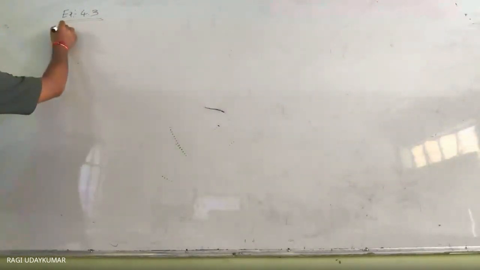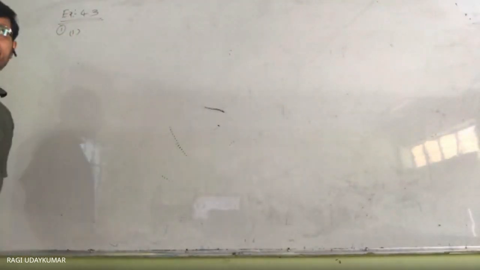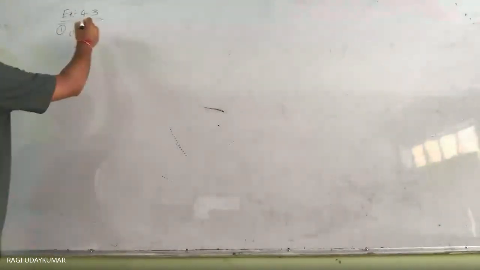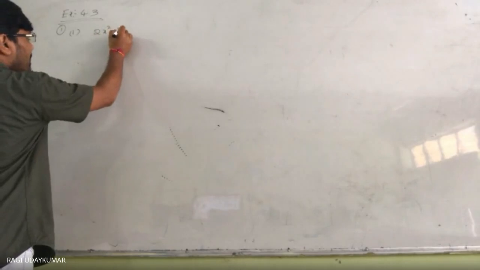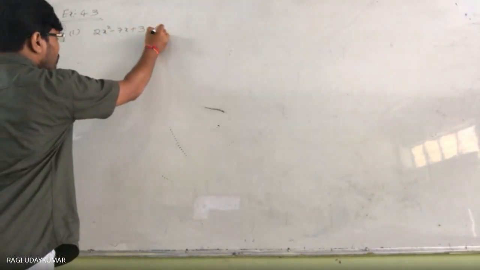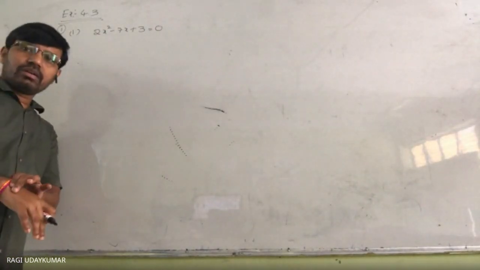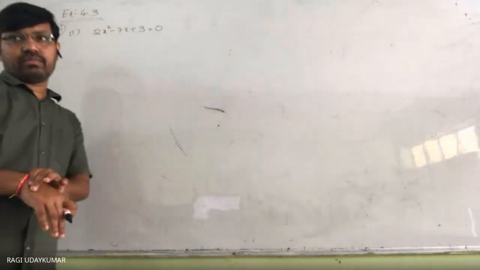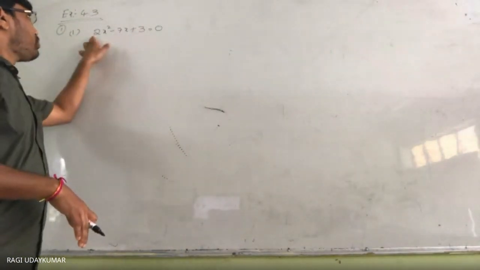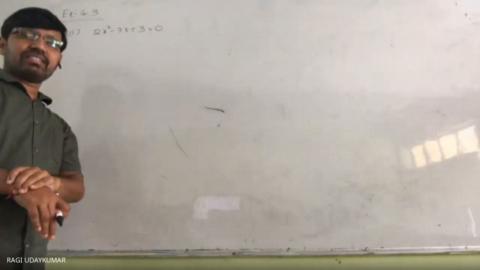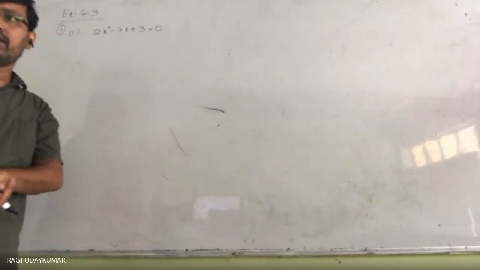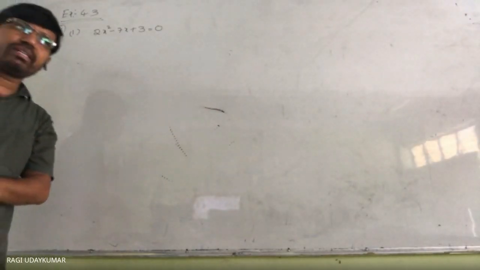So I'm going to explain the problems given to you. The first problem is 2x square minus 7x plus 3 is equal to 0. Actually, factorization is possible in this problem, and it can be solved using factorization also, by splitting the middle term as minus 6x minus x. But the same problem can be solved using the completing square method.